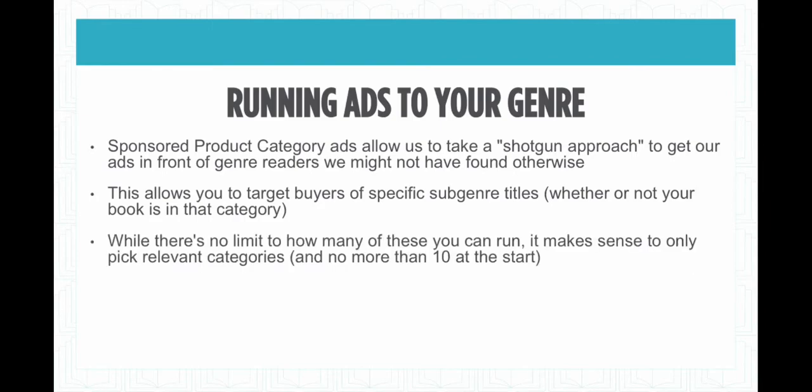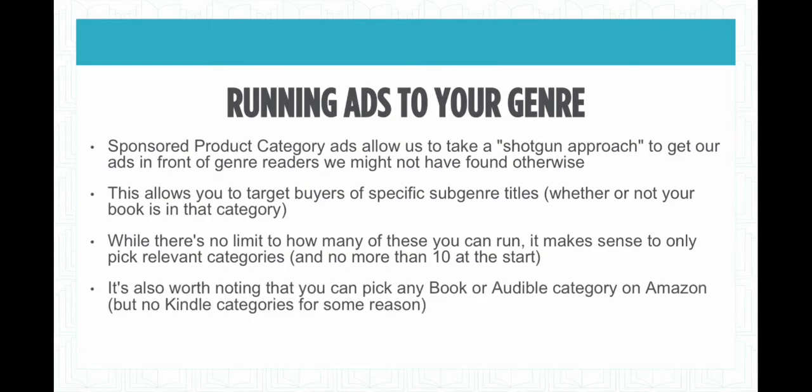Now, there is no limit of how many you can run. I've seen people do over 20, but in my opinion, it makes sense to only pick relevant categories and no more than 10 categories at the beginning. It's also worth noting, you can only pick book or Audible categories for the US store, no Kindle categories. I don't know why, but that is how it is.